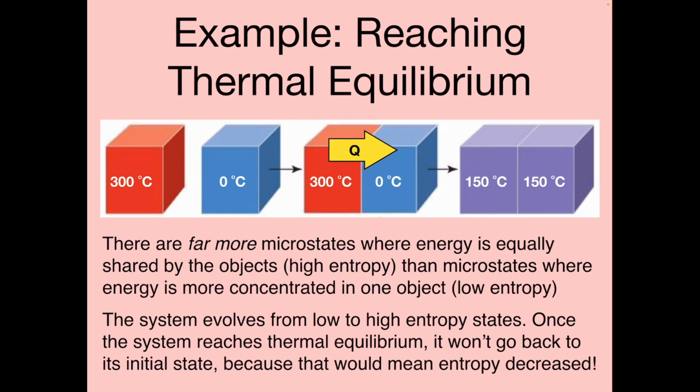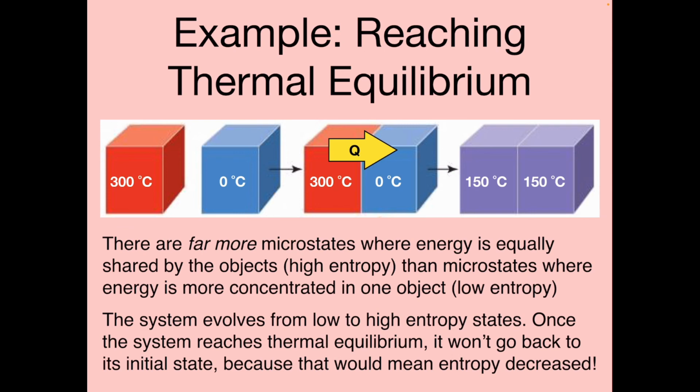Another example is when we reach thermal equilibrium. This is one of the very first things we talked about in this lecture. The idea that if you have two objects, one of them is at a high temperature, the other is at a low temperature, and you let them touch, you let them exchange energy. If you wait long enough and you wait for heat to flow from the hot object to the cold object, eventually you'll reach thermal equilibrium where the two objects have the same temperature.